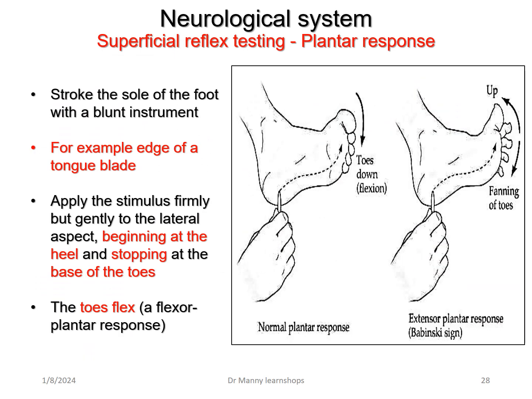Then you can also test the plantar response, which is a superficial reflex test. You stroke the sole of the foot with a blunt instrument, for example, the edge of a tongue blade or the end of a tendon hammer. You apply the stimulus firmly but gently to the lateral aspect, beginning at the heel and stopping at the base of the toes. The toes should flex, a flexor-plantar response. An abnormal response is the toes fanning upward, which is called the Babinski sign.